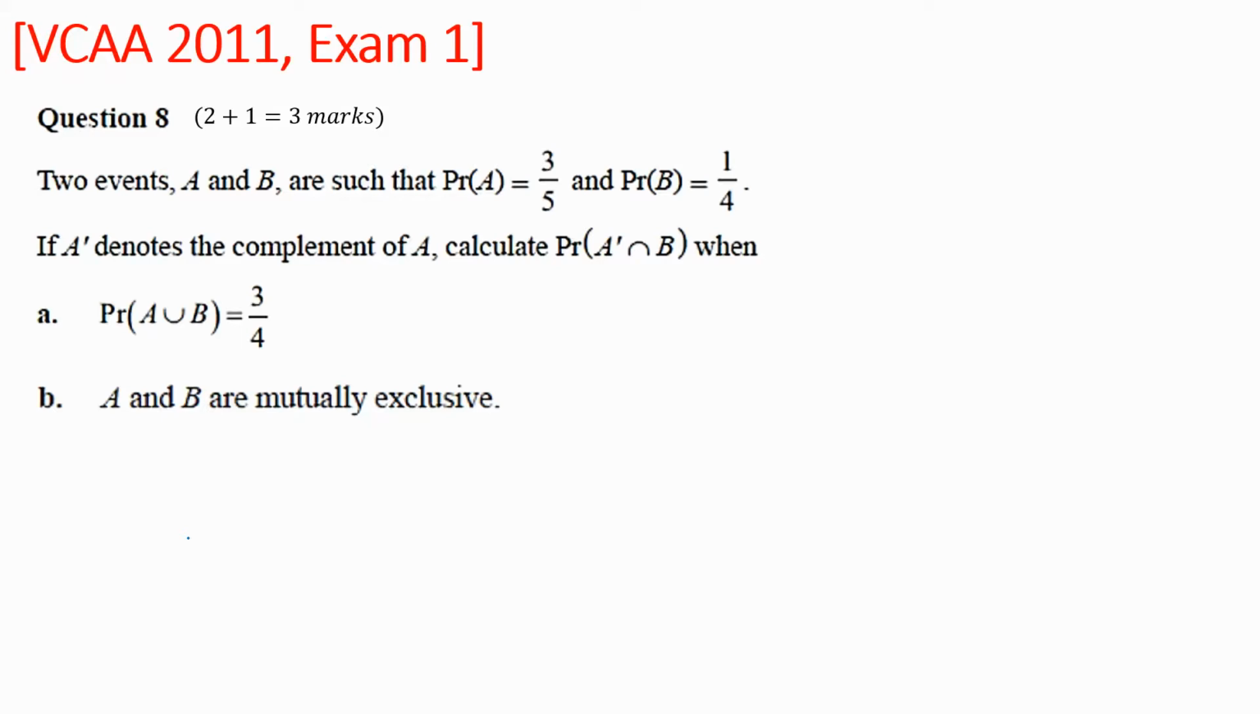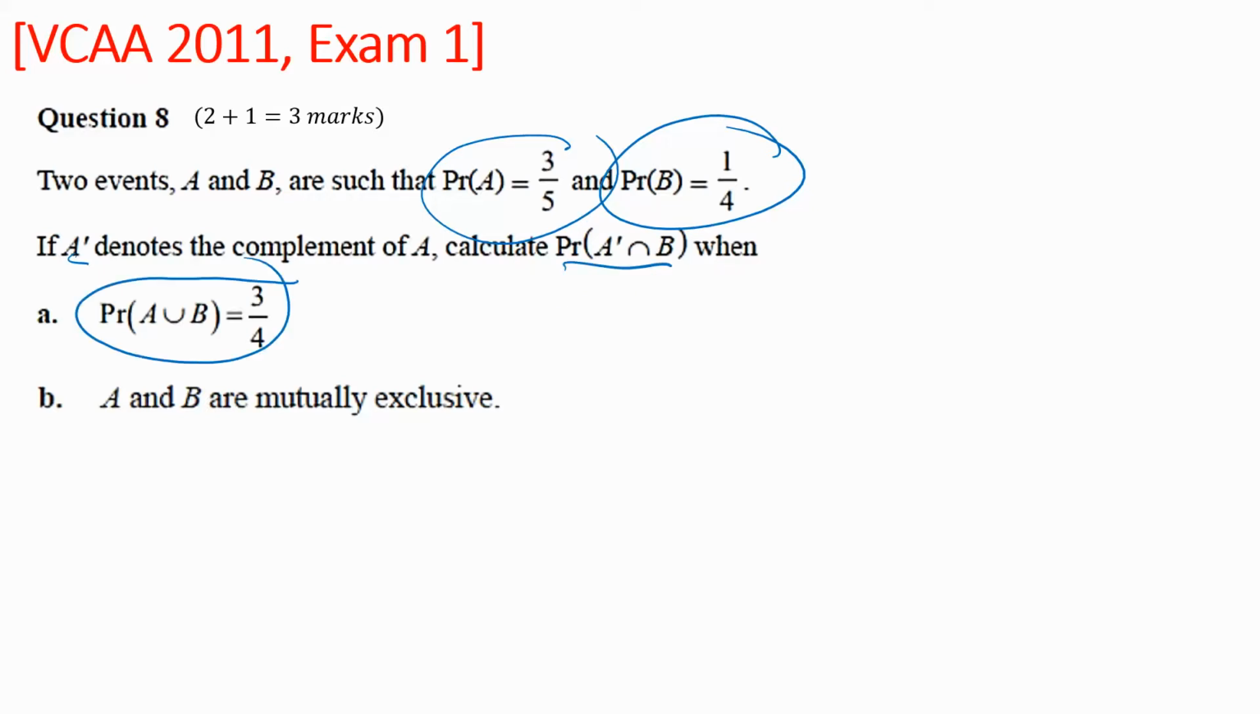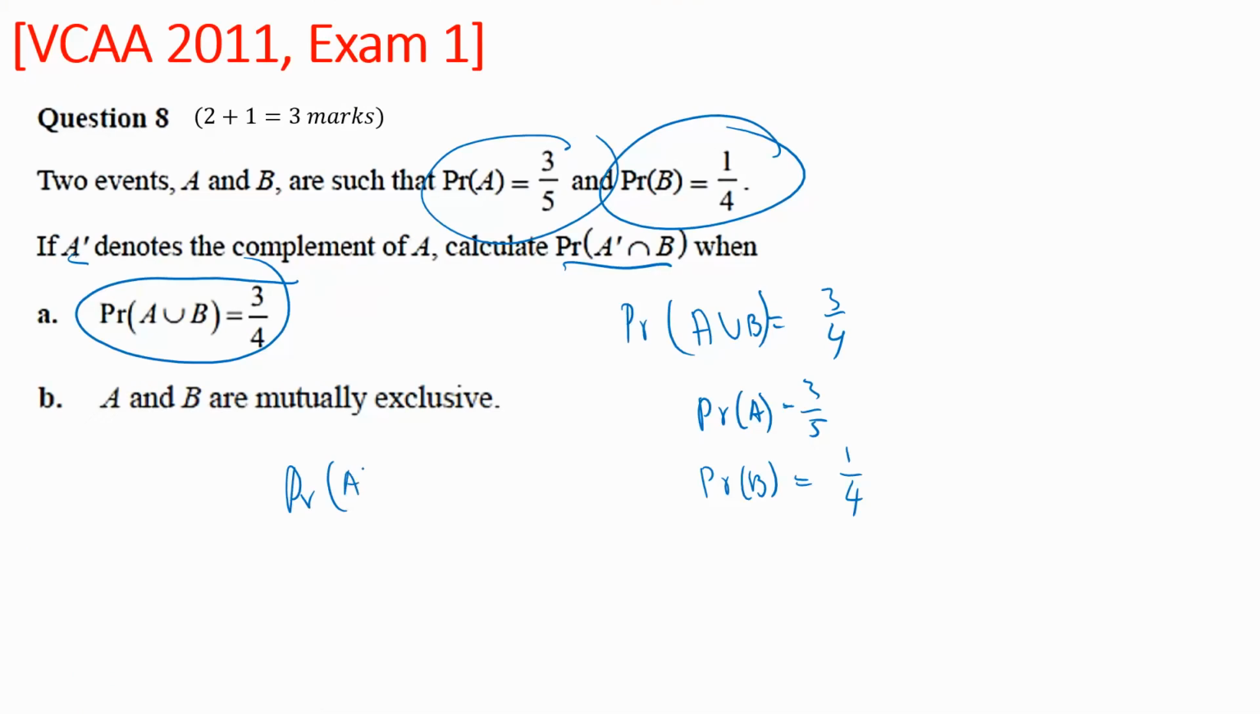Let's have a look. It says 2 events A and B are such that they tell you what probability of A is. They tell you what probability of B is. They say if A dash denotes the complement, so now you know what the complement of A is, calculate that. See what I mean? Students normally don't like complement with B. If it was A intersection B, you guys have no issues. But when it says probability of A dash intersection B, students may find it tricky. Now, it says, I want you to find this when A union B equals 3/4. How are you going to begin the first one? So this is what you know. All you know is A union B, chances of that is 3/4. You know probability of A, 3/5. You know that probability of B, 1/4. What have we learned so far? What can we do to solve this issue? We're trying to find probability of A dash intersection B.